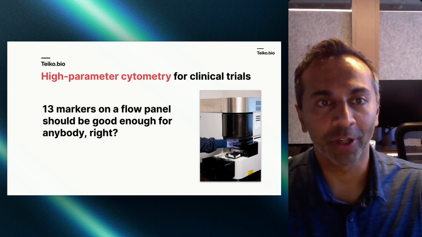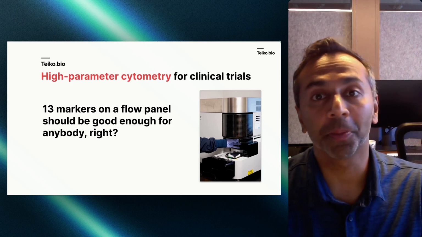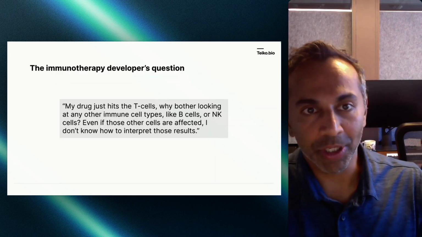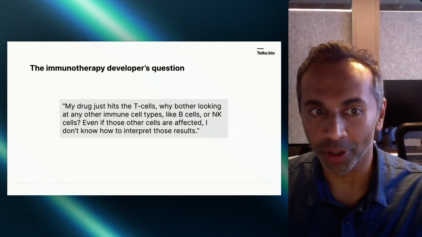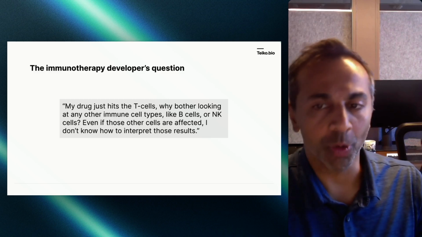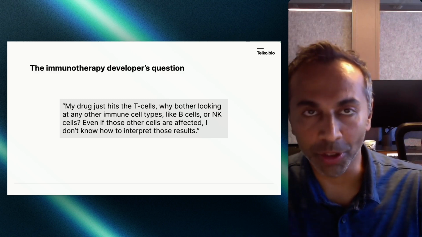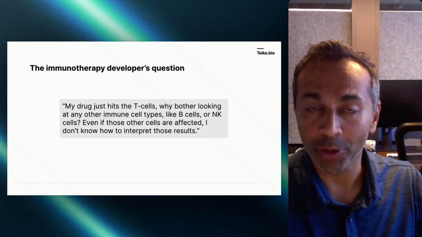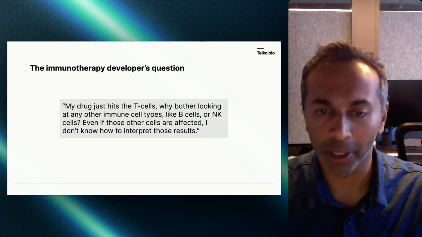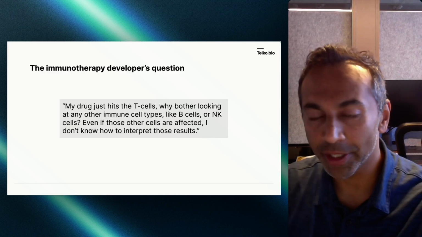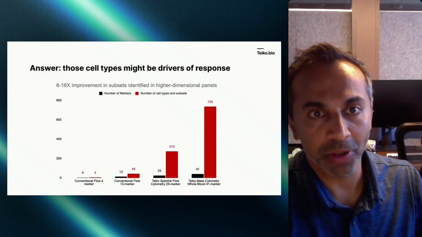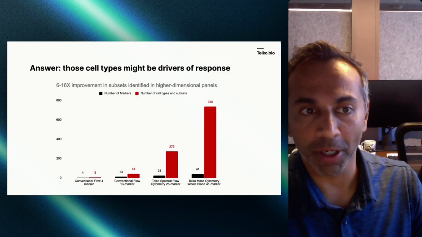My name is Ramji Srinivasan, and we're going to talk today about why 13 parameters on a flow panel should be good enough for anybody, right? This is the immunotherapy drug developer's question. My drug just hits the T cells. Why should I even bother looking at any other immune cell types like B cells, NK cells, etc.? Even if those cells are affected by my drug, I wouldn't know how to interpret those results. So that's the question, and here's a short answer, which is those cell types might be drivers of response.